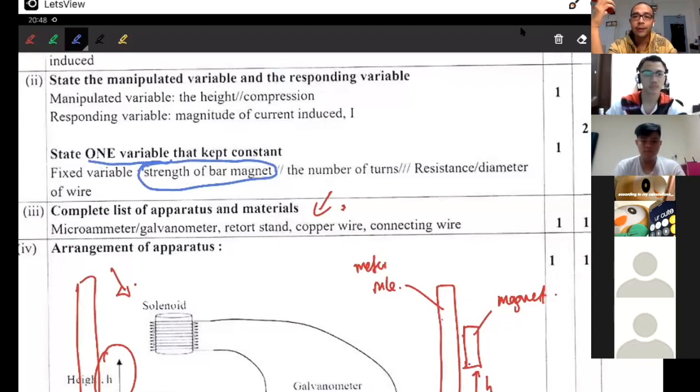Okay, so for certain experiments, even if you don't know what the experiment is, if you memorize the fixed variable, it should be okay. Because most of the time the fixed variable does not change much. So if I write the operational definition, do I get marks? Okay, that's a good question.